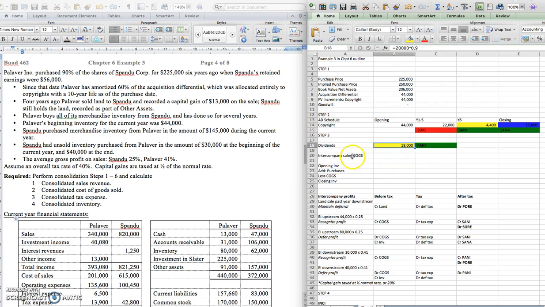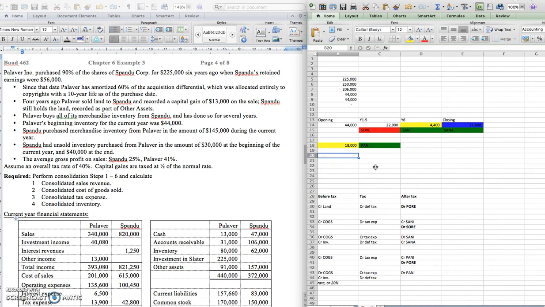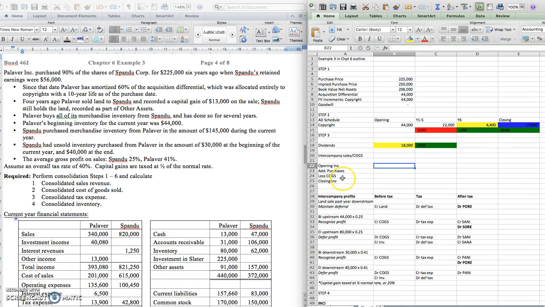Of course, after that, we have our intercompany sales and cost of goods sold. Before we're able to type in our final figure here, we're going to need to figure out some information, and primarily focused on our purchases. As Palaver purchases its entire inventory from Spandu, we need to figure out what that figure is. We know our opening inventory amount as it was provided in the case right here. So let's jot that down.